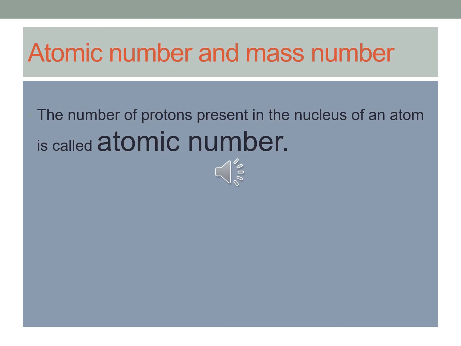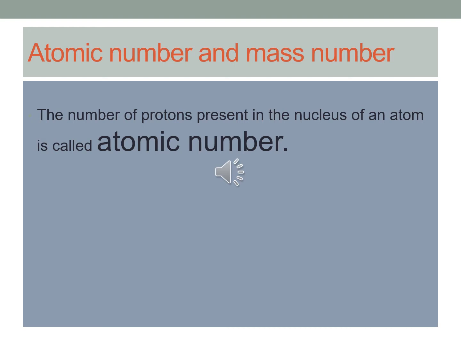Now you can study this 2 mark question. What is called atomic number? Now you say this: the number of protons present in the nucleus of an atom is called atomic number. Now listen, it is represented by the symbol Z.